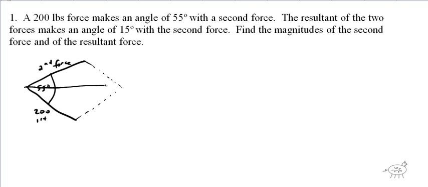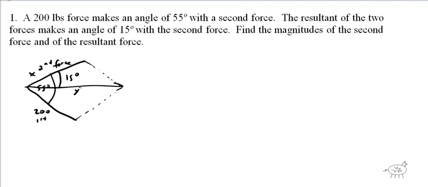Okay, so there's a resultant, and it makes a 15-degree angle with the second force. So let's make sure you draw in the right place here. So this is 15 degrees. It says find the magnitudes of the second force and of the resultant force. So we'll just call this one X and this one Y.